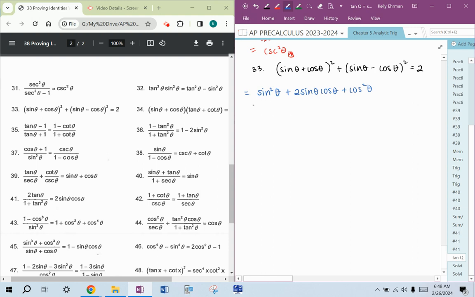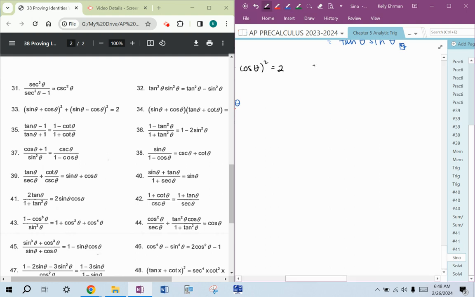And then when I add to that, I'm coming down here just because I don't want to go into my other space. When I square this binomial, the only difference is that I get sine squared theta minus 2 sine theta cosine theta plus cosine squared theta. Plus 2 minus 2 sine theta cosine theta add up to 0. Sine squared plus cosine squared is 1, plus another sine squared plus cosine squared is another 1, and 1 plus 1 is in fact 2.